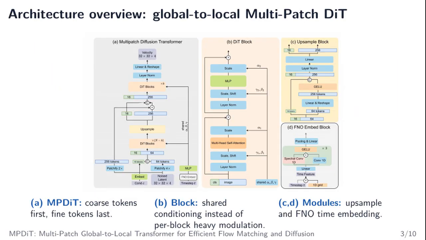This slide shows the architecture overview. MPDiT uses a global to local transformer design. It starts with patch size 4. That means the image is represented with only 64 tokens instead of 256. Most transformer blocks run at this coarse resolution. Then, an upsampling module converts the representation from 64 tokens to 256 tokens. At that point, the model also adds a fine patch embedding skip connection from the original input. Finally, the last few transformer blocks operate with patch size 2 and refine local details. So the model first builds a global image plan, then switches to local refinement.